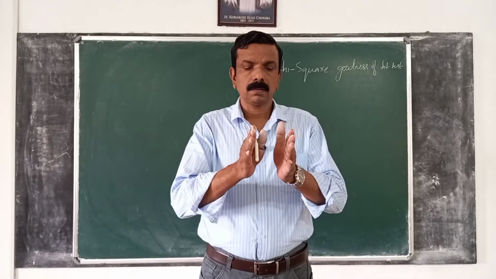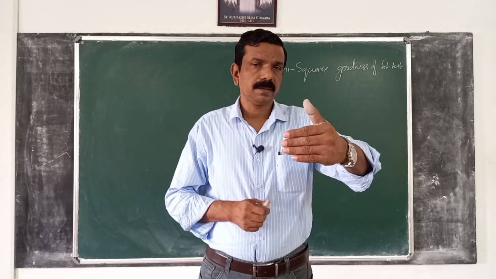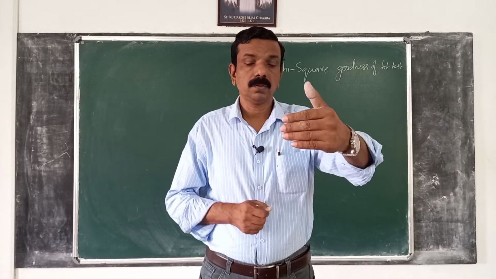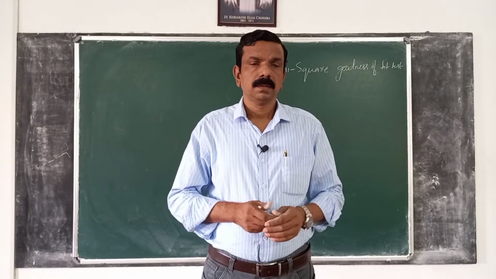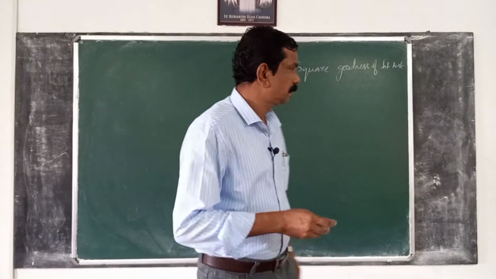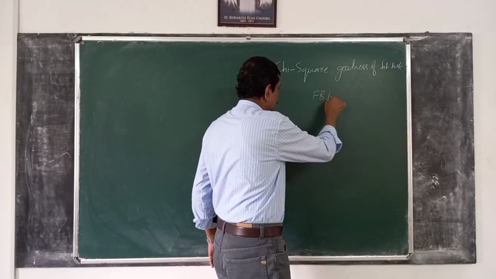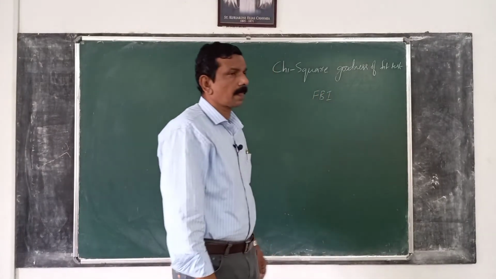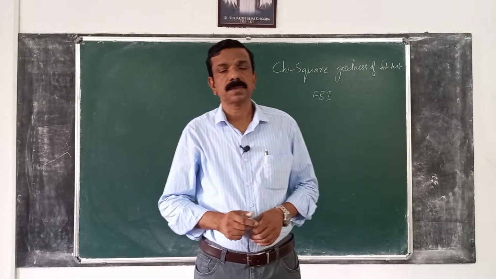A concrete example to explain chi-square goodness of fit test. In the USA, the Federal Bureau of Investigation collects data on crimes.